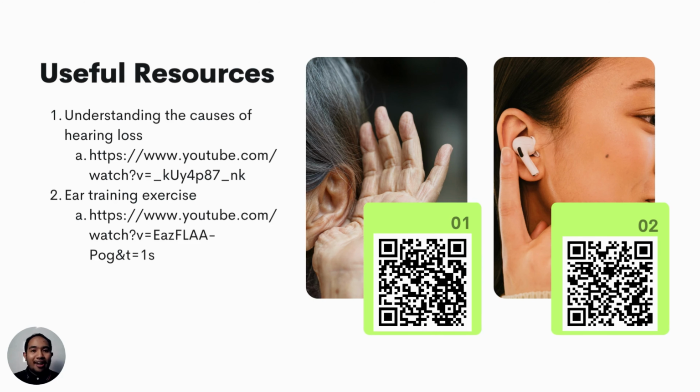So we also have resources here. The first video shows how sound travels in the ear and is converted into neural messages by the brain. But at the same time, it also shows the dynamics of sound reception when one experiences hearing loss. So why do some people get hearing loss, and which parts of the ear are affected when one experiences hearing loss? You may also try this ear training exercise in the second video to improve your hearing skills.